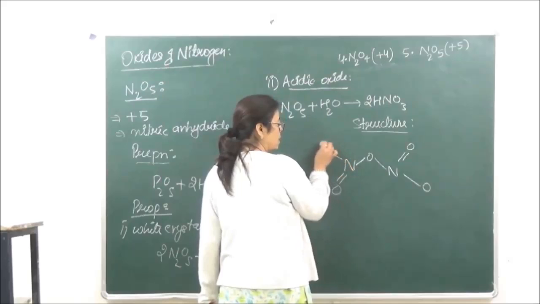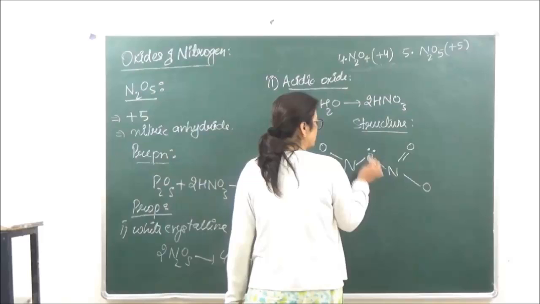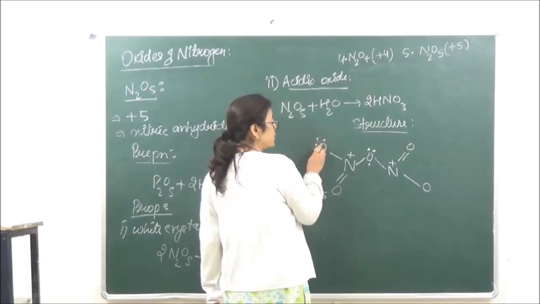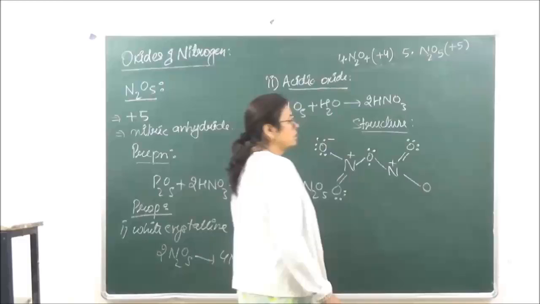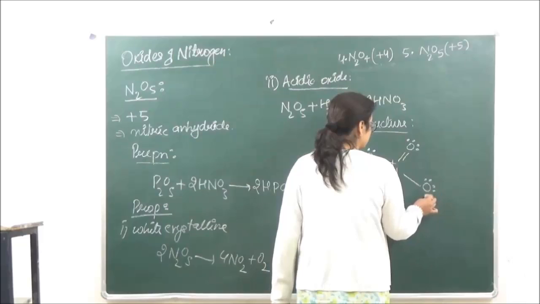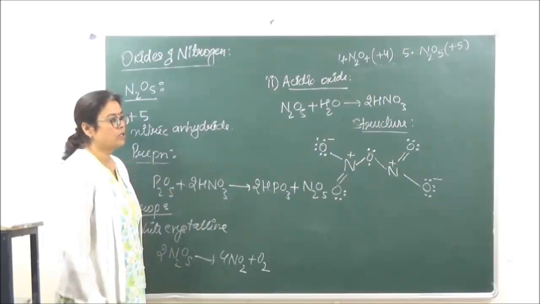So let's put the lone pair of electrons. Iske upar do aa gaye. Iske upar positive and positive charge aa gaya. This will have 6 electrons with a negative charge. This will have 4 electrons with no charge. This will have 4 electrons. Theek hai? And this is going to have 6 electrons with a negative charge.